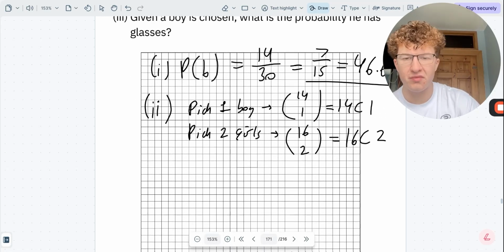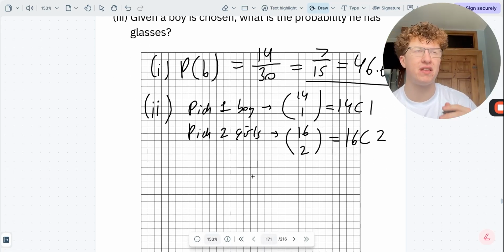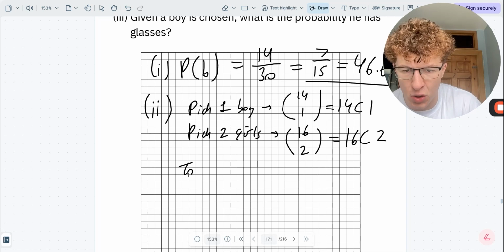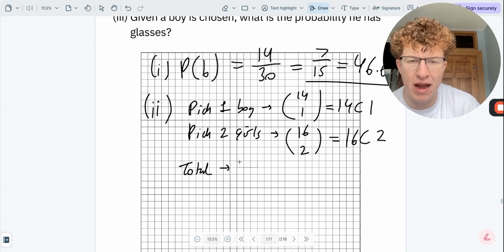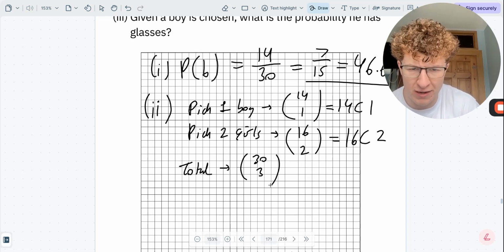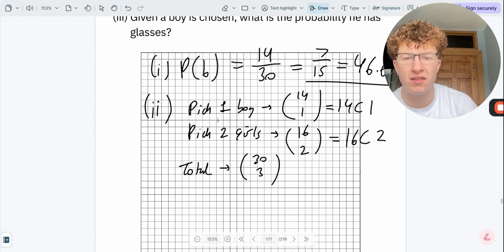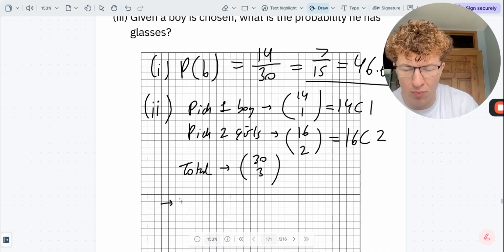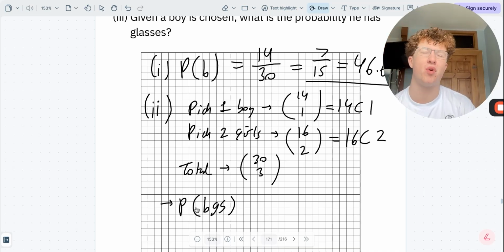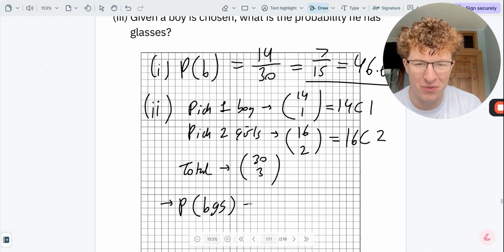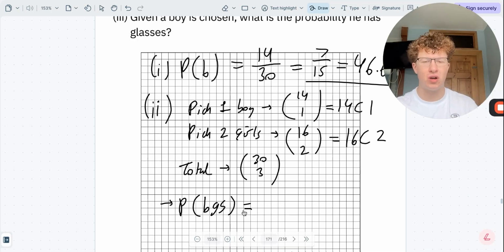Then we have to divide that by the total number of combinations we can make out of picking any random 3 people. So in total, if we were to pick 3 random people, we would have 30 choose 3. So that's how many total combinations of 3 people we could get. But we want 1 boy and 2 girls. So our probability of picking boy, girl, girl, or that could be boy, girl, boy, or girl, boy, girl, or girl, girl, boy. It's any combination of 2 girls and a boy.